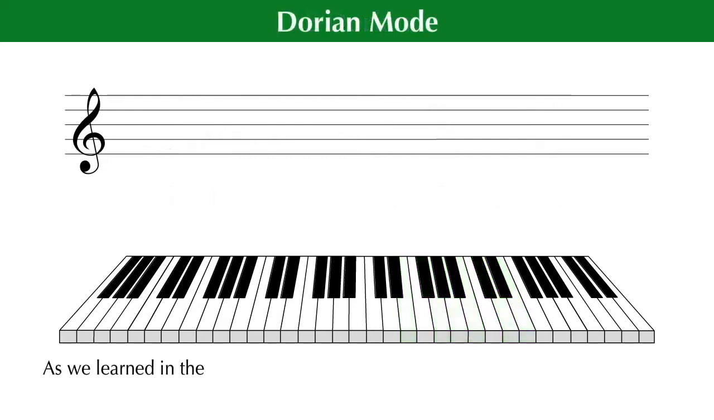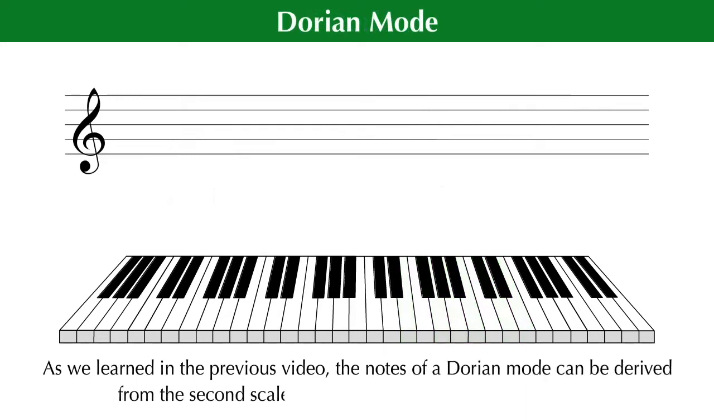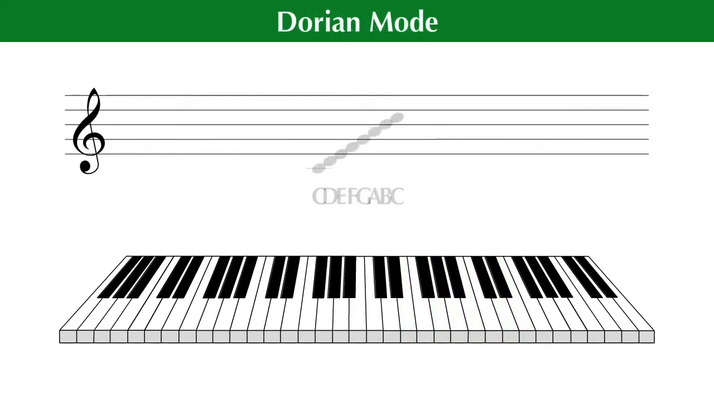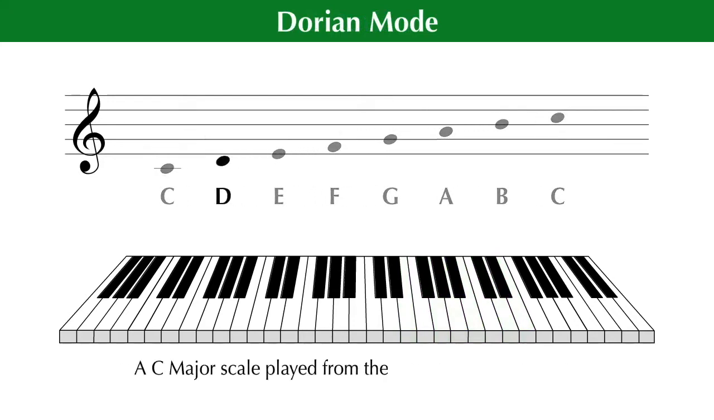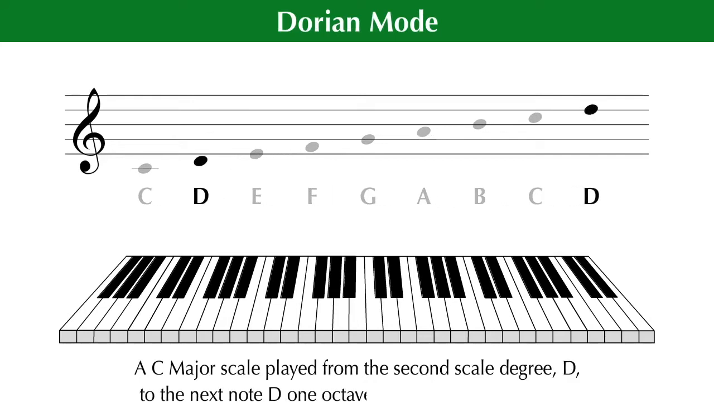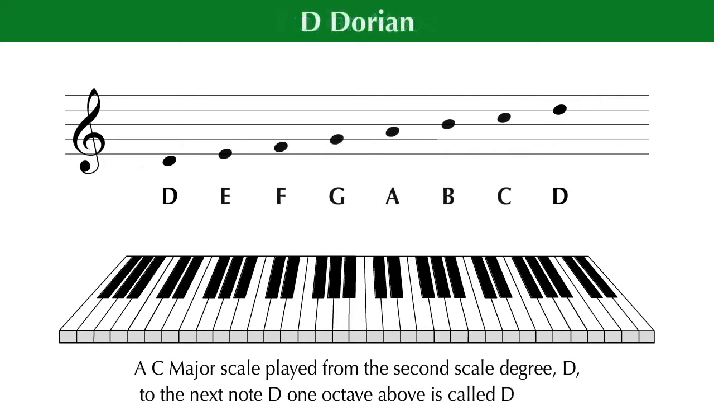As we learned in the previous video, the notes of a Dorian mode can be derived from the second scale degree of a corresponding major scale. For example, a C major scale played from the second scale degree D to the next D one octave above is called D Dorian.